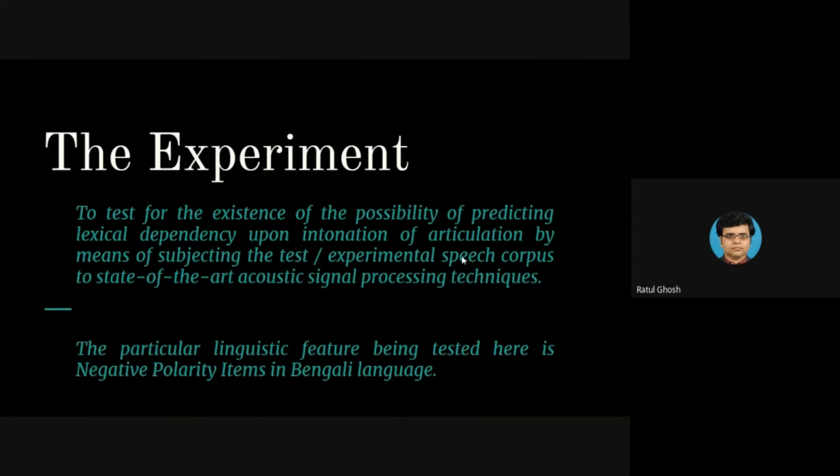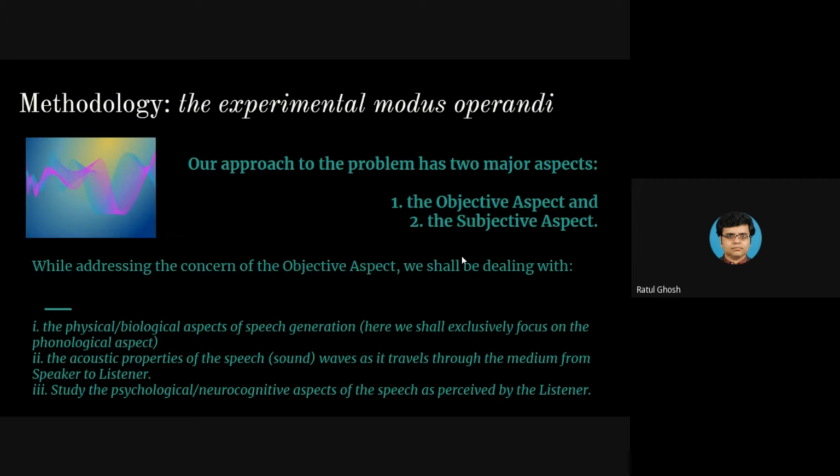The experiment is to test for the possibility of predicting lexical dependency upon intonation of articulation by means of subjecting the text or experimental speech corpus to state-of-the-art acoustic signal processing techniques. And the particular linguistic feature, as I have already mentioned, being tested here is the negative polarity items in Bengali language. So the methodology that we have adopted is, our approach to the problem has two major aspects: the objective aspect and the subjective aspect, and we shall be concerned with the objective aspect primarily in the current presentation.